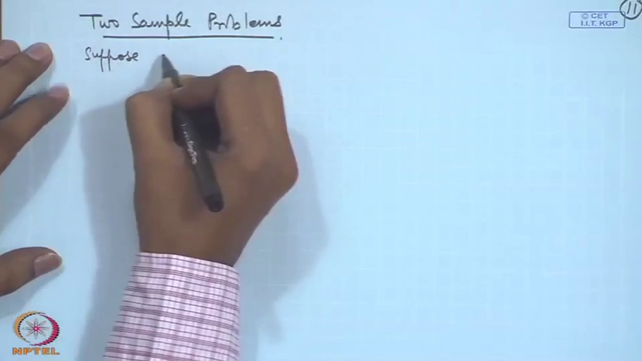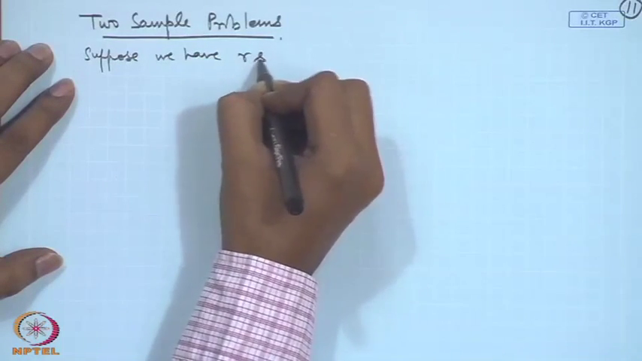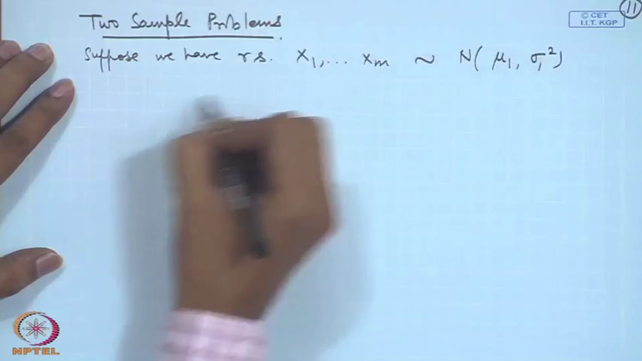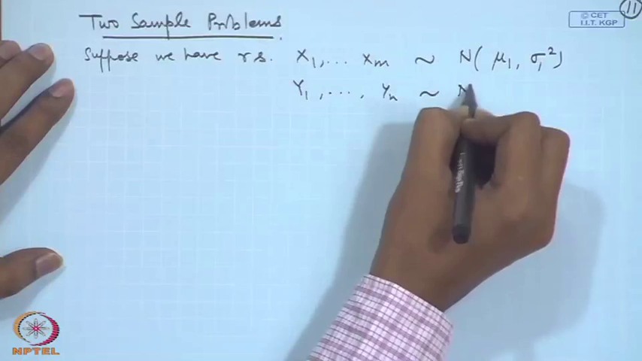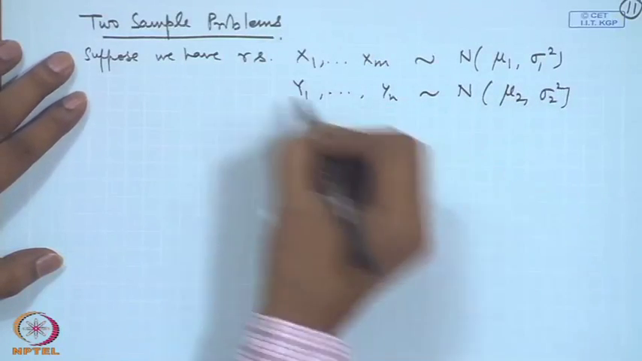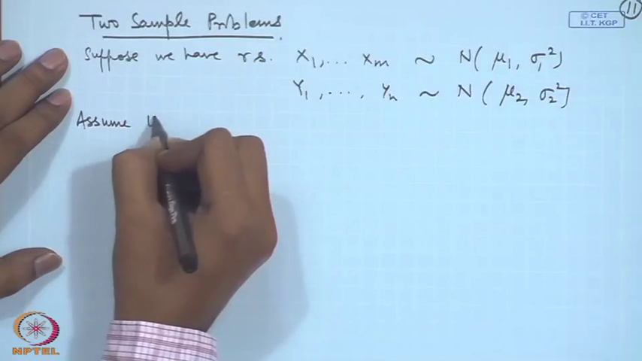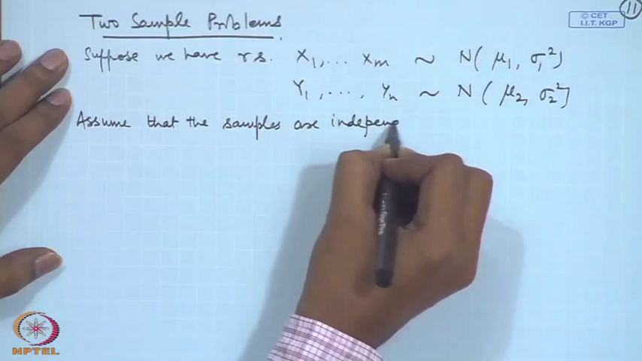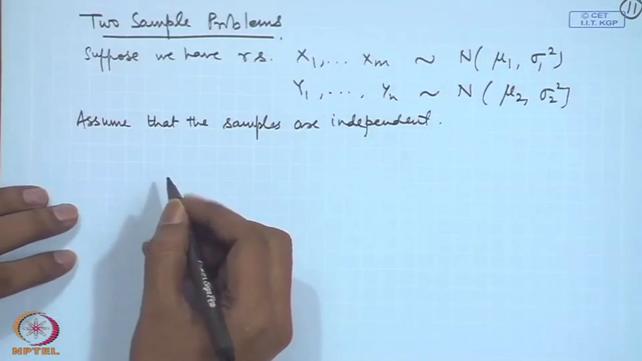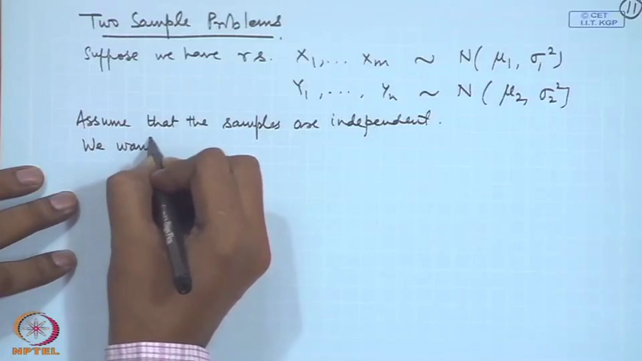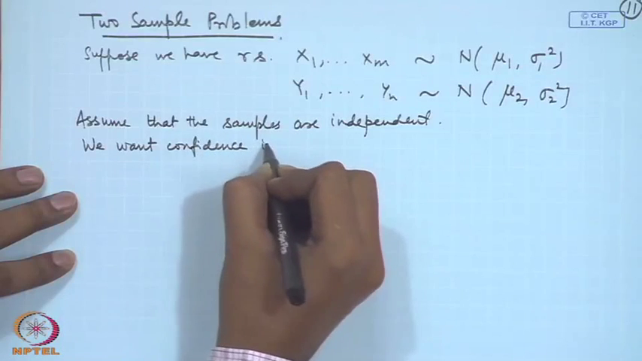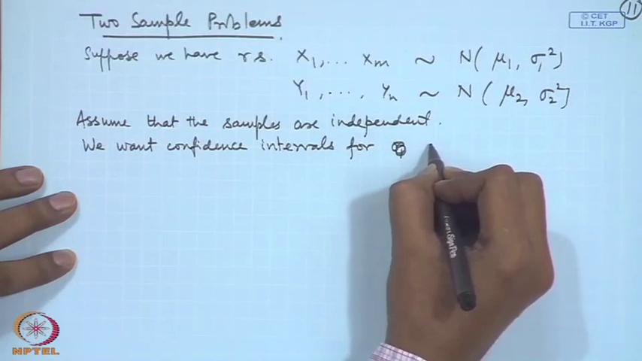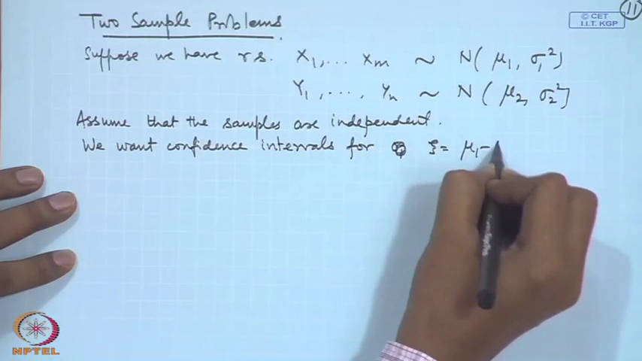Suppose we have a random sample, say x 1, x 2, x m from normal mu 1 sigma 1 square, and y 1, y 2, y n, say this is a random sample from normal mu 2 sigma 2 square, and we assume that the samples are independent. If we assume that samples are independent, we want confidence intervals for, let me write it, say xi is equal to mu 1 minus mu 2.